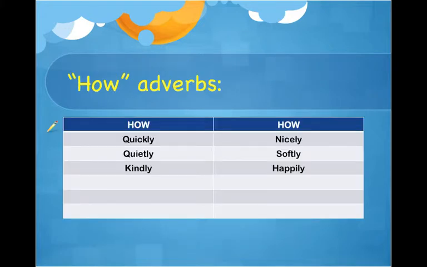Some examples of how adverbs are quickly, nicely, quietly, softly, kindly, and happily. What you need to do is pause this video and write in your SSS packet 6 more examples of how adverbs.